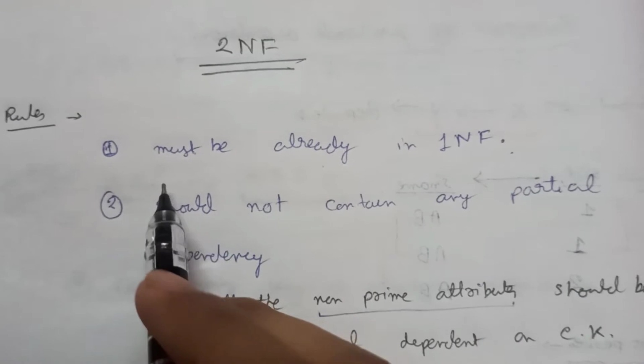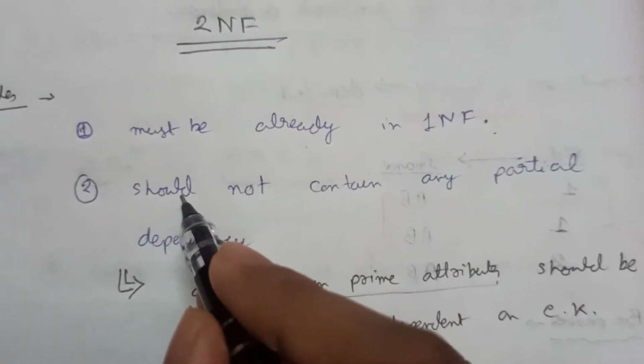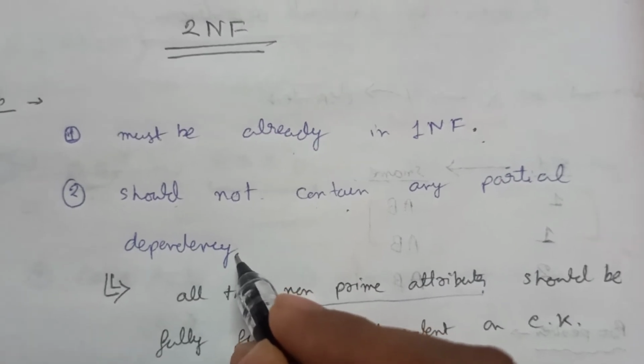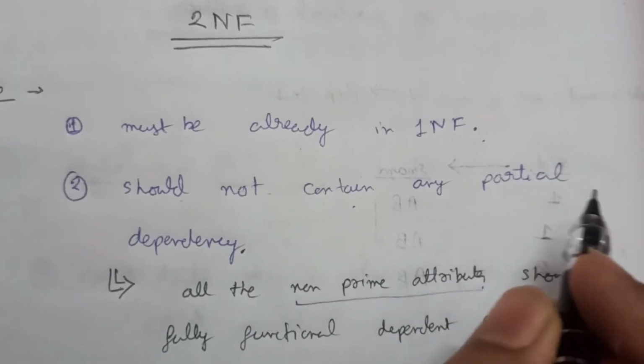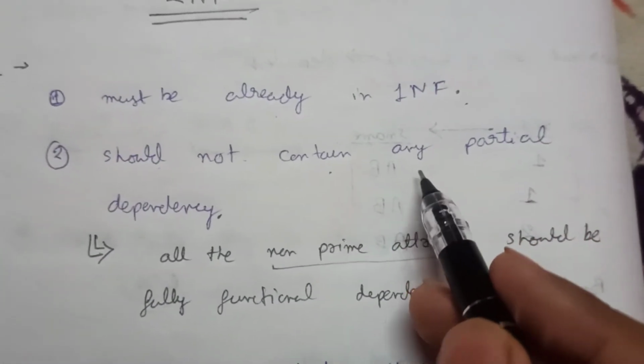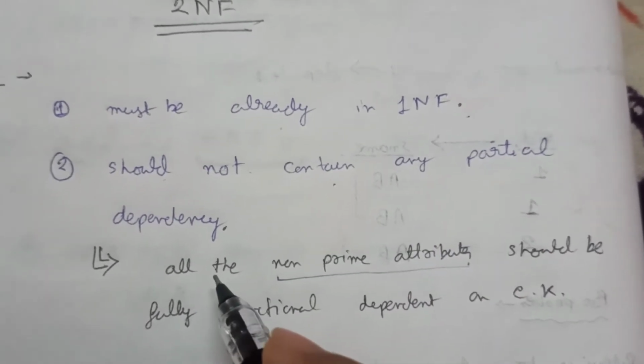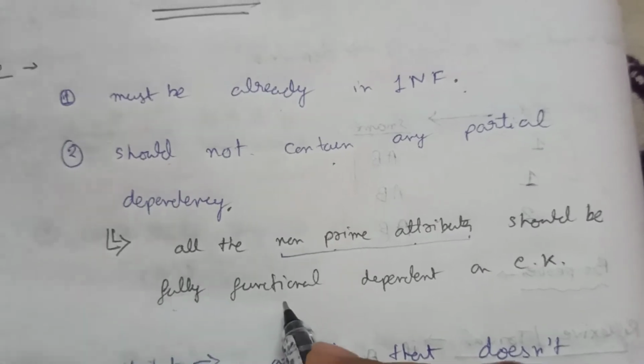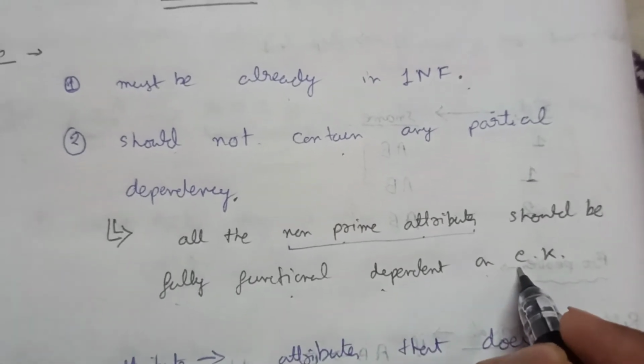And what is the second rule? The relation should not contain any partial dependency. What does this second rule mean? Let's check. All the non-prime attributes should be fully functionally dependent on the candidate key.